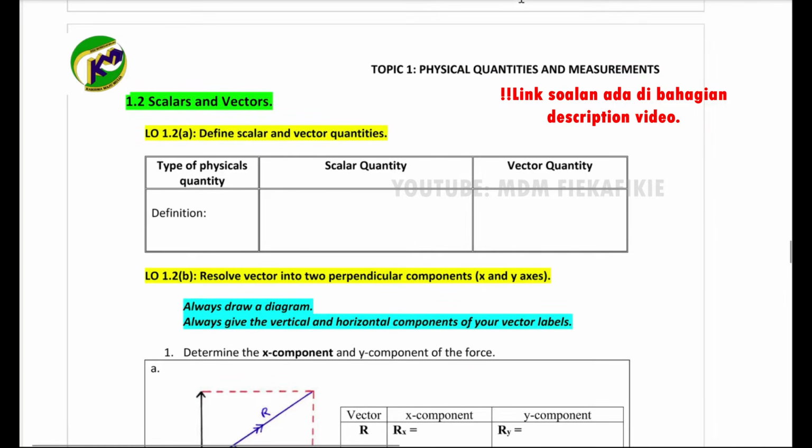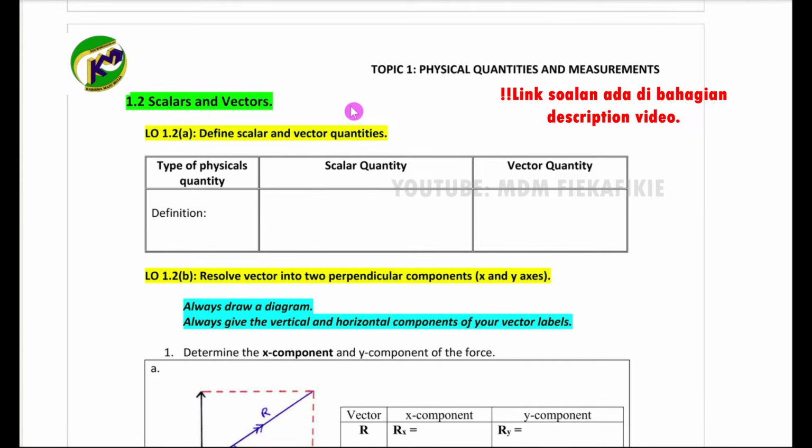So welcome back. In this video, we will discuss subtopic 1.2, scalars and vectors. Okay, kena tahu dululah what is the definition and what is the difference between scalar and vector quantities. Saya pasti ramai yang dah tahu.